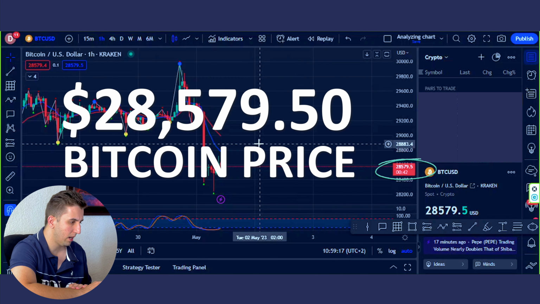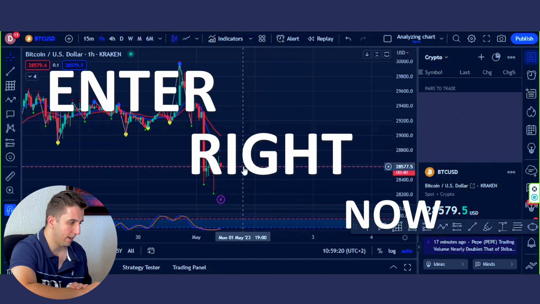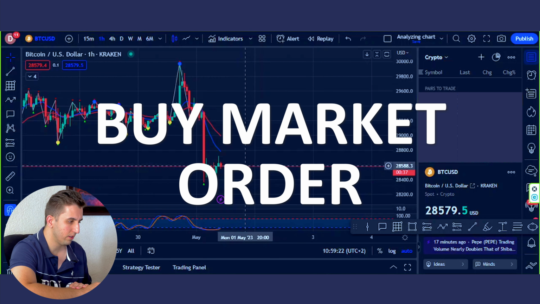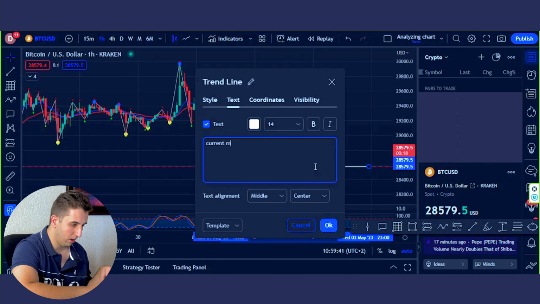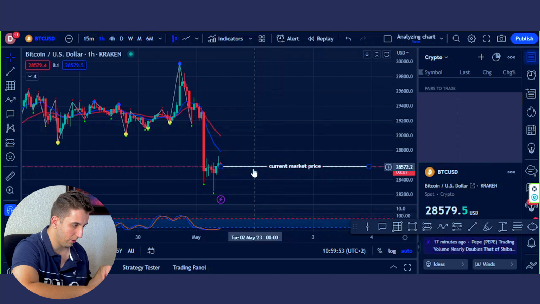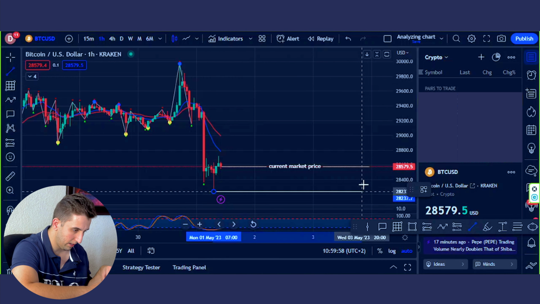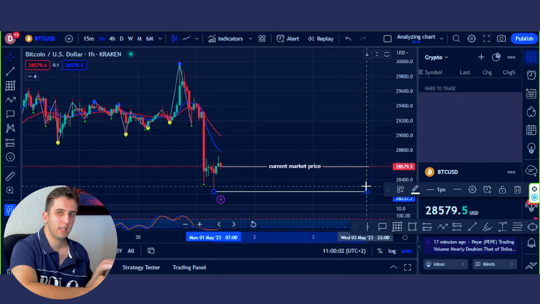Currently, we are at a Bitcoin price of 28,579.5. So if I wanted to enter right now, I would use a buy market order and it would get me in right away. So let's say we're at the current market price and I only want to buy Bitcoin when it comes all the way down there. The order that I'm going to have to use is a buy limit.